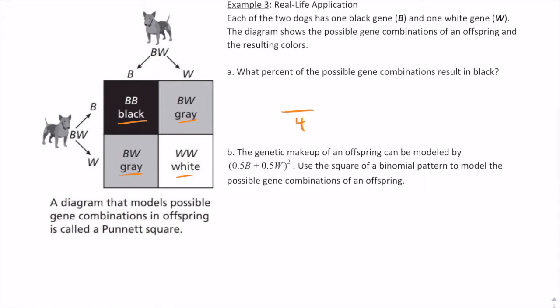And how many of them are going to result with a black gene? Just 1 because it's gray, gray, white. So it's 1 out of 4. What's the percentage? You should know this. It is 25%. Okay.